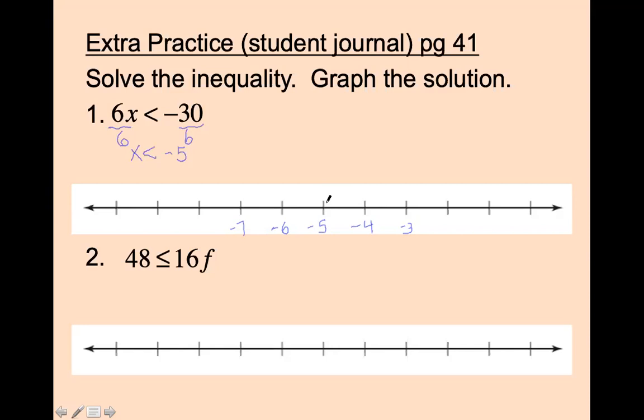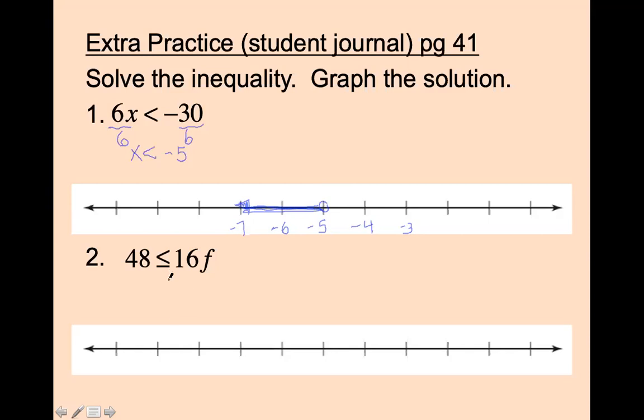That's going to be an open circle because we are not including the value of -5. There's no equal sign. And values that are less than -5 are to the left. So I draw my arrow to the left. I put an arrowhead on the end because I know the values go on forever to the left.